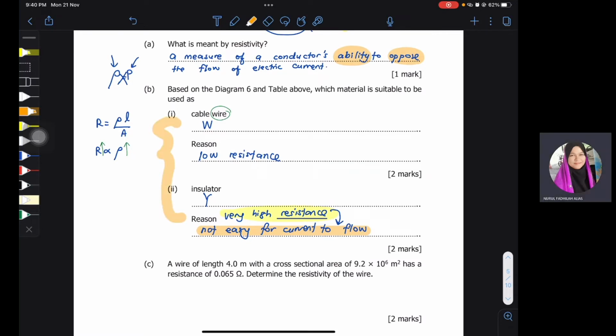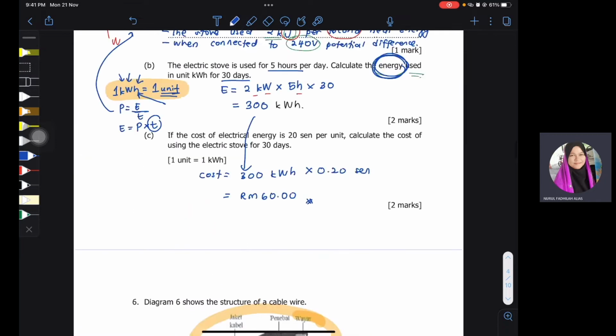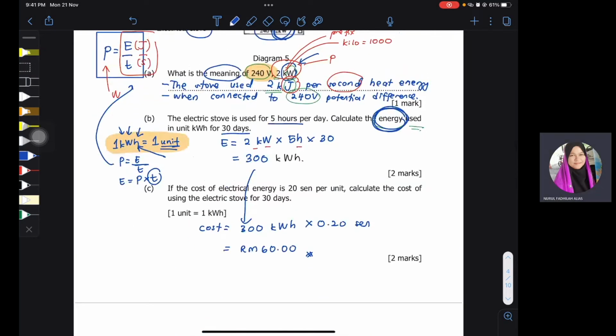Okay, next. C. A wire of length 4 meter with a cross-section area of 9.2. So you tulis apa given. Guna IFSA. IFSA ni, dia sekadar ni lah. Bila you buat calculation, tengok ni IFSA. Macam ni pun sama. IFSA. What is IFSA? Ini for you when you do an exam and you know IFSA ni maksudnya I ni adalah info. You tengok what info given.